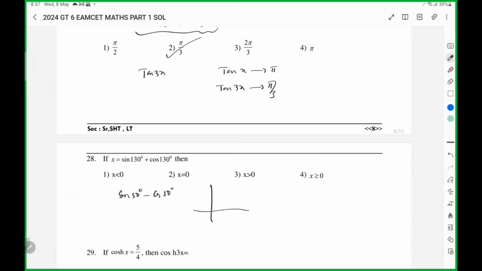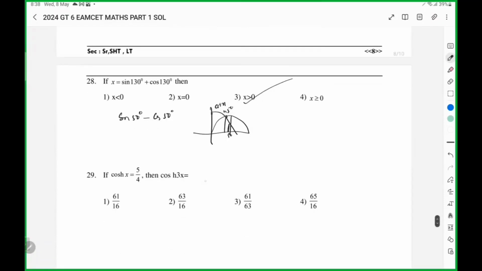Here it is sin 50 minus cos 50. Sine graph is like this. Cos graph, cos 0 is 1, that's the cos graph. At 45 degrees, they coincide. So sin 50 is more than cos 50. It is positive.